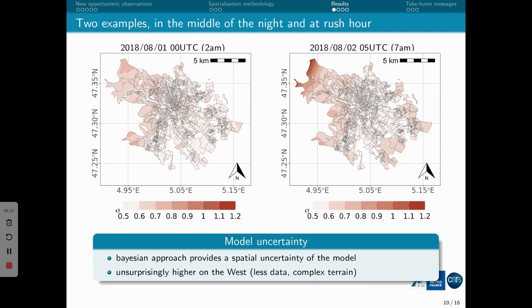So in addition to the air temperature function, you have information also on the accuracy of it, the expected accuracy, the uncertainty of the model. And where you have less information, you have more uncertainty.